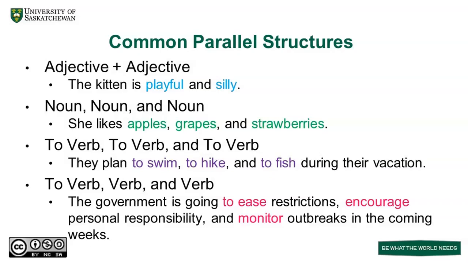And then using our verbs. And our verbs can be arranged either as two verbs. So they plan to swim, to hike, and to fish during their vacation. But more commonly, you're going to encounter verbs presented in the second example, because that initial "to" is going to apply to all the subsequent verbs, and so we don't need to repeat it. So for instance, the government is going to ease restrictions, encourage personal responsibility, and monitor outbreaks in the coming weeks.